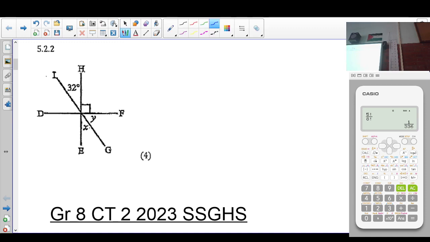Now look at 5.2.2. As you can see, x is vertically opposite. There are two transversals here. Vertically opposite angles are equal. You all okay with that? So x is 32 degrees, vertically opposite.